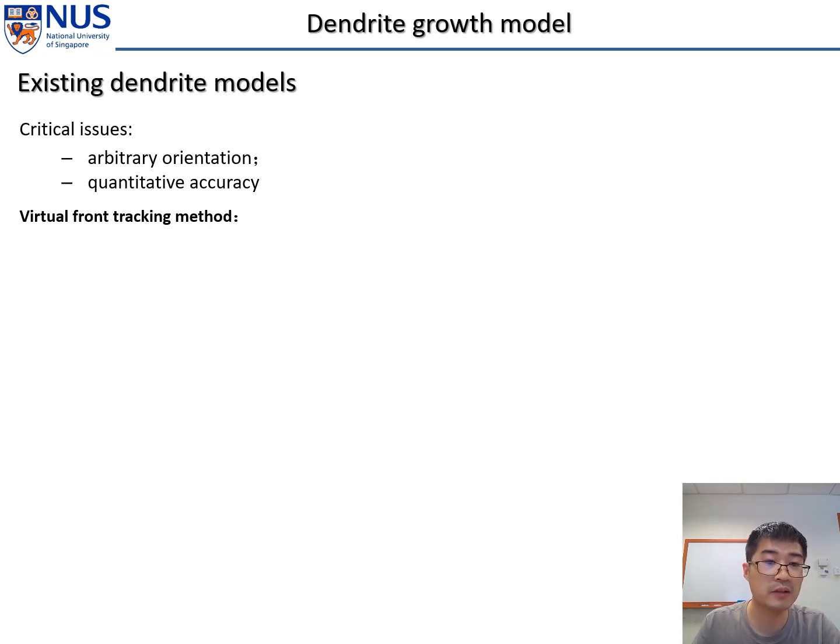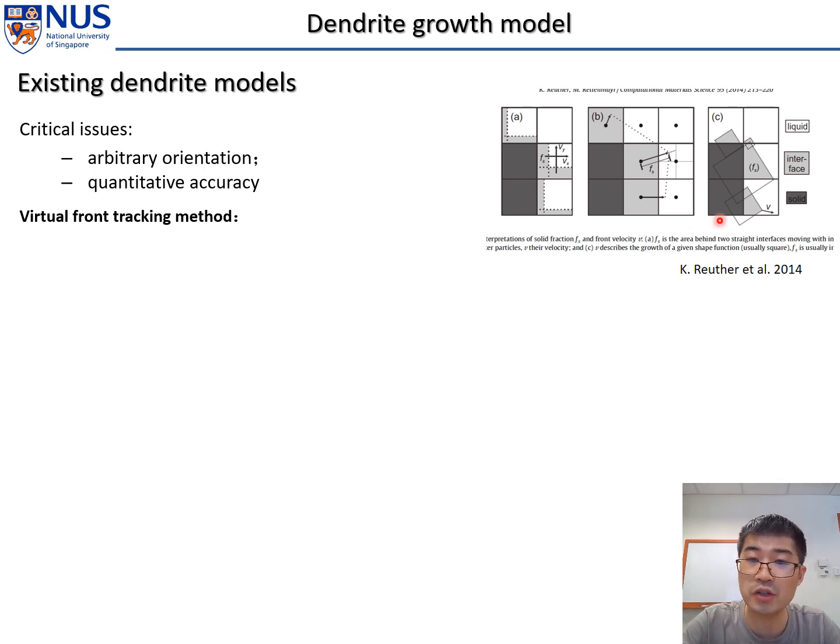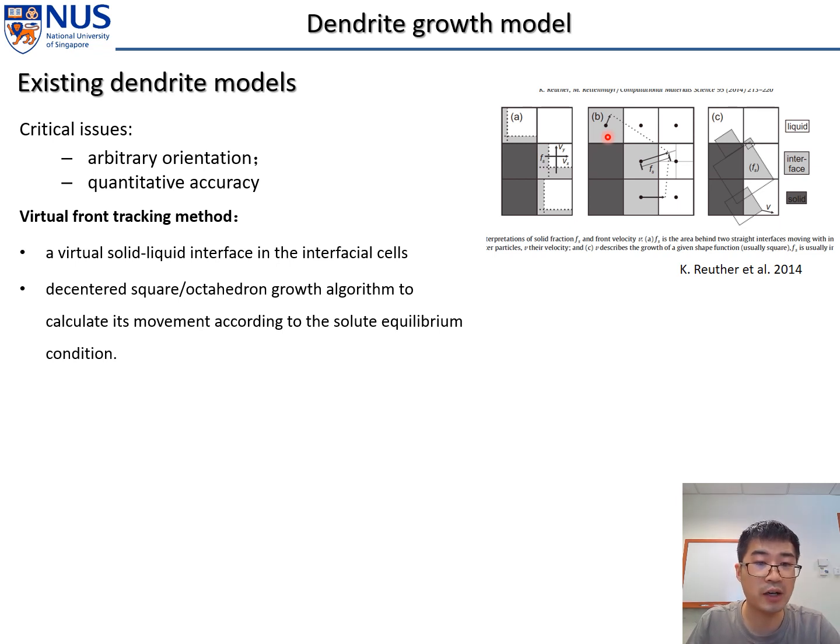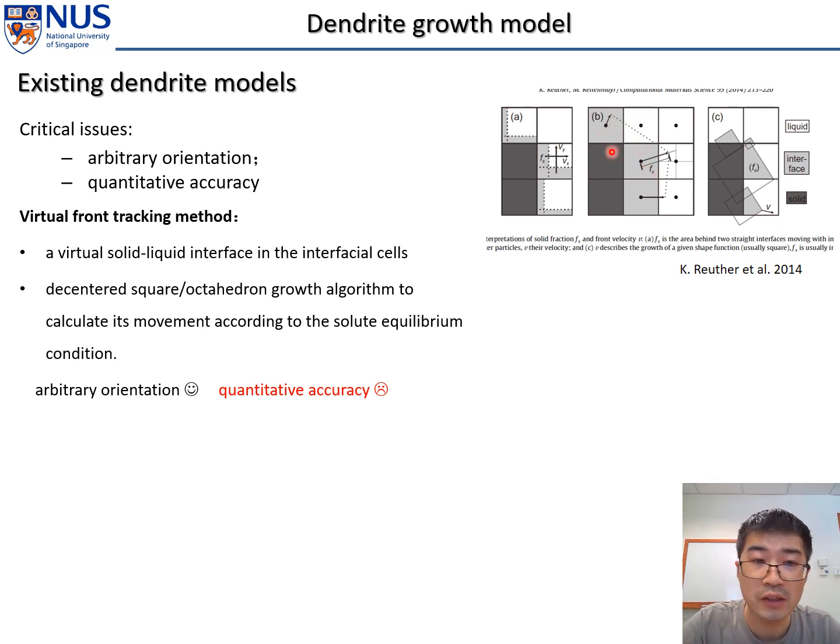One commonly used method is called the virtual front tracking method, schematically shown here. There is a virtual solid-liquid interface in the interfacial cells, and the decentered square or octahedron growth algorithm is used to calculate its movement according to the solute equilibrium condition. So the arbitrary orientation can be captured, but the quantitative accuracy is not so good because we don't really resolve the surface in the cells. If we want to improve the accuracy, we have to refine the mesh, which on the other hand will increase the computational cost, and sometimes it's unfeasible.